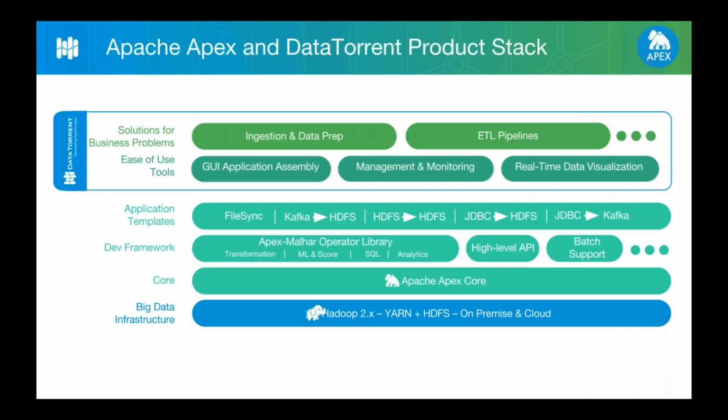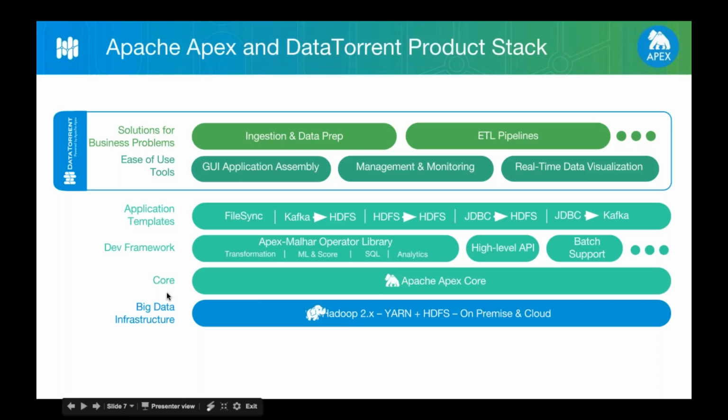So this is how the stack for Apache Apex and DataTorrent looks. At the base, we have Hadoop, which is the operating system. Basically, it is a distributed operating system, which we support. Apex runs on Hadoop 2.2 and later. On top of that, we have the Apex core engine, which ensures that our application is running fine in the distributed environment.